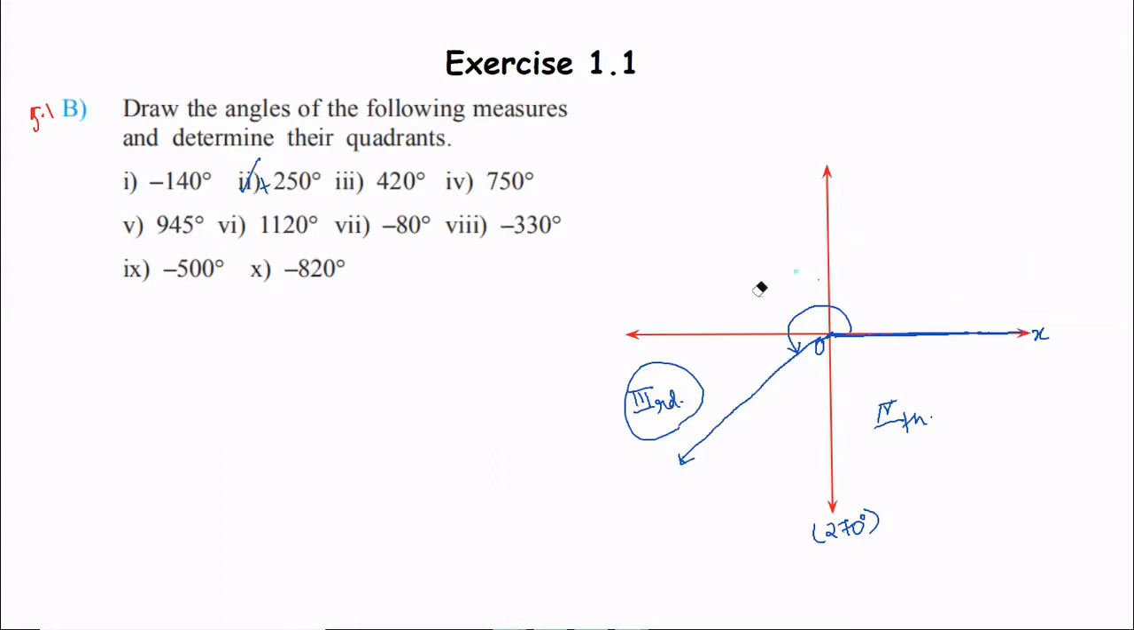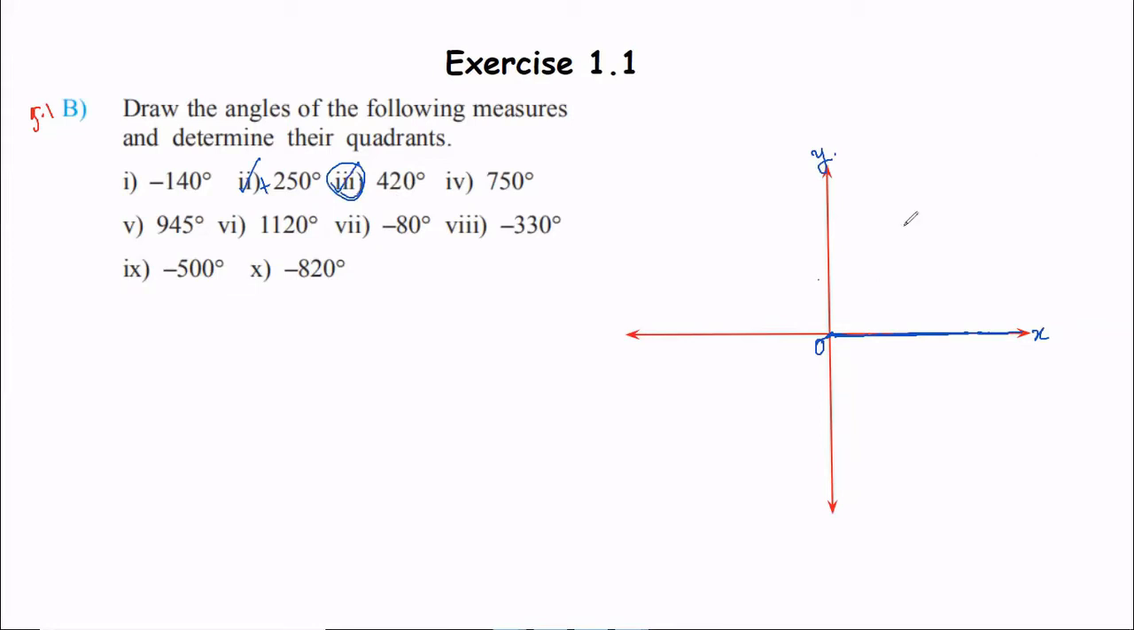Just erasing the markings of the previous question. You can plot it till then and write the answer as well. Yes. So now that's the positive y-axis. We will be plotting the third question, that is 420 degrees.